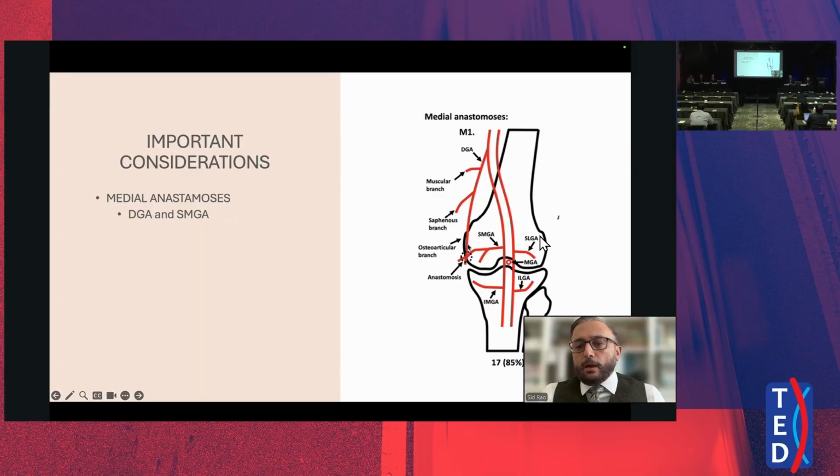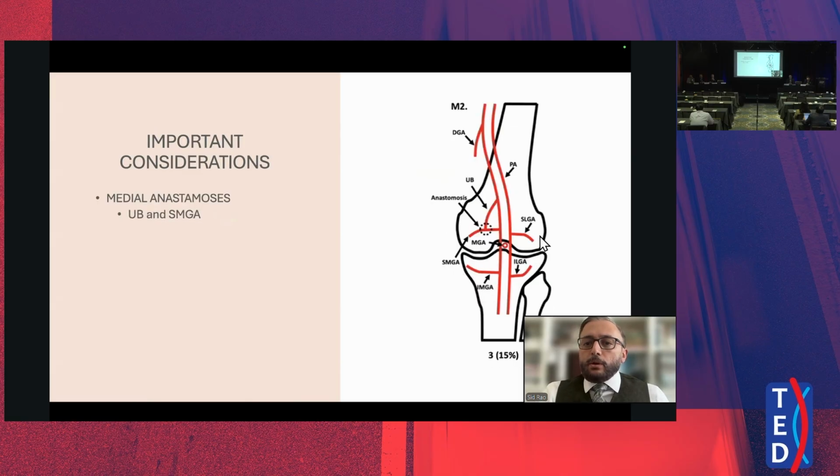Typically, when you place your catheter in the DGA above the connection with the superior medial, and you inject, you'll see stuff go retrograde into the superior medial and then down the popliteal artery. So it's easy to get rid of this problem by advancing your catheter a little further down past the anastomosis and then injecting slowly.